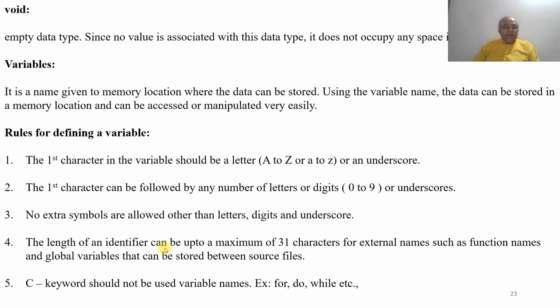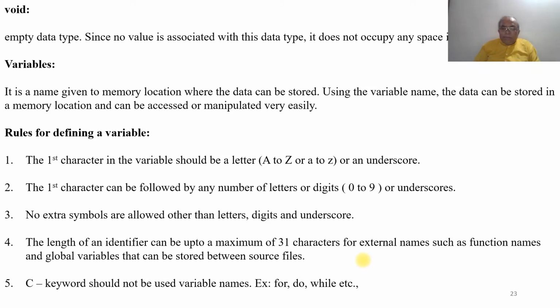The length of an identifier can be up to a maximum of 31 characters for external names, such as function names and global variables that can be stored between source files. C keywords like for, do, while, etc. should not be used as variable names.